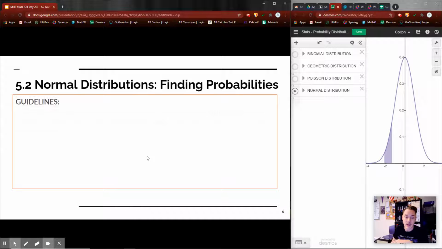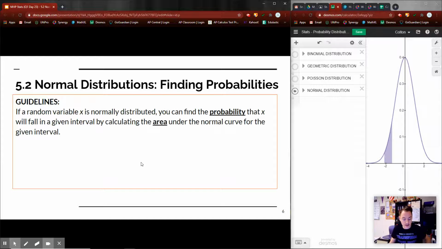Let's find out. So the guidelines on how to do this, first of all, you can find the probability that x will fall in any given interval by calculating the area under the curve for the given interval. So that's what I mean. When I say find the area, I really mean find the probability. You can find the probability by simply calculating the area. And we've already been doing that since yesterday for 5.1, right?